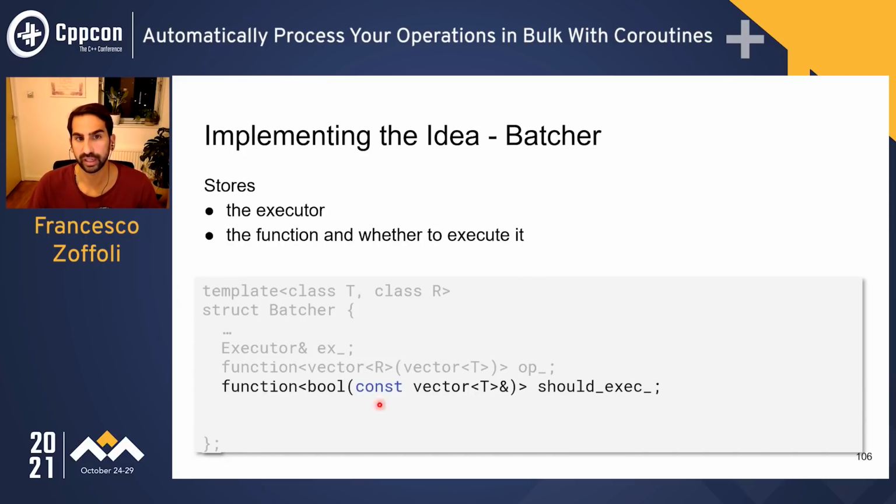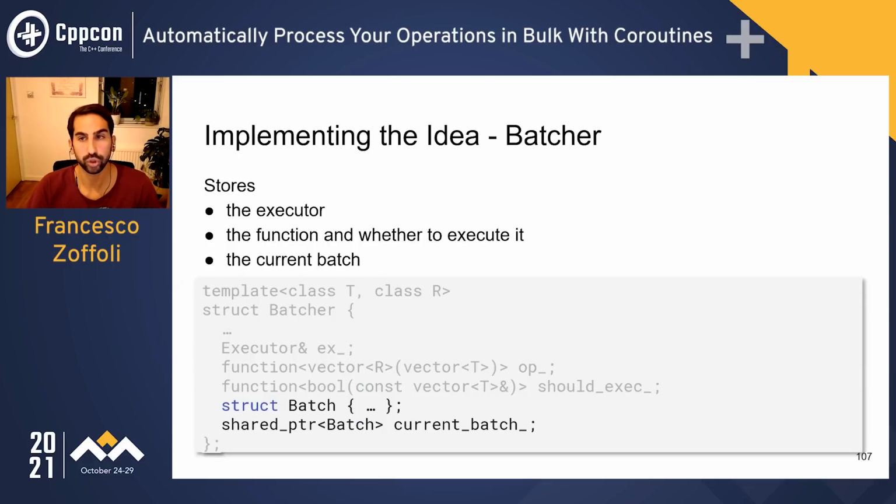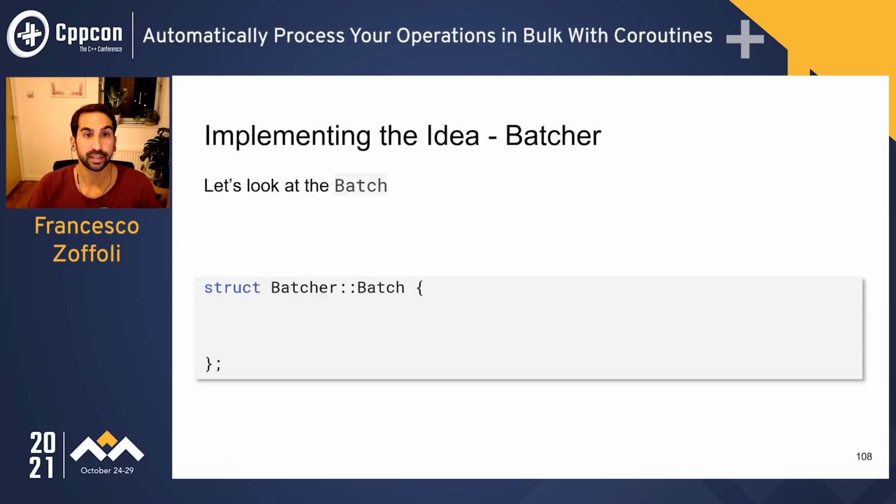And here you see, we take a reference to the vector type, and it returns whether we need to execute or not. Most typically, this is going to be a condition on the size of the vector. So for example, if your batch has a maximum size of, let's say, 64, you're going to return true when the batch size becomes 64, so that you execute batches of a specific size in your use case. And then we also store the current batch.